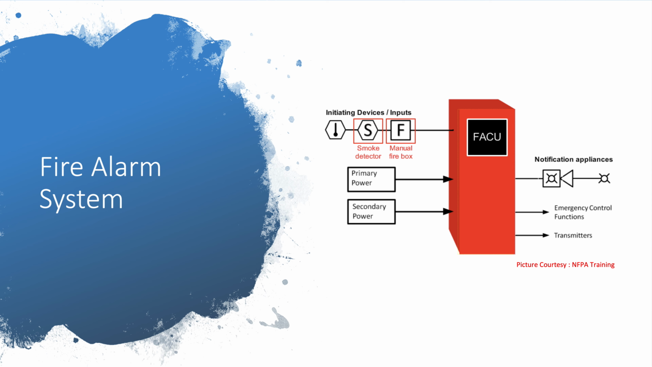They must have some relays to connect with these. And there are emergency control functions also, like you have to control your doors, fire doors, fans, exhaust fans. So you must have relays for this and a transmitter for off-premises like the fire brigade, fire department services. And there must be two powers, one primary power and one secondary power. Don't worry, we will discuss all these points one by one.